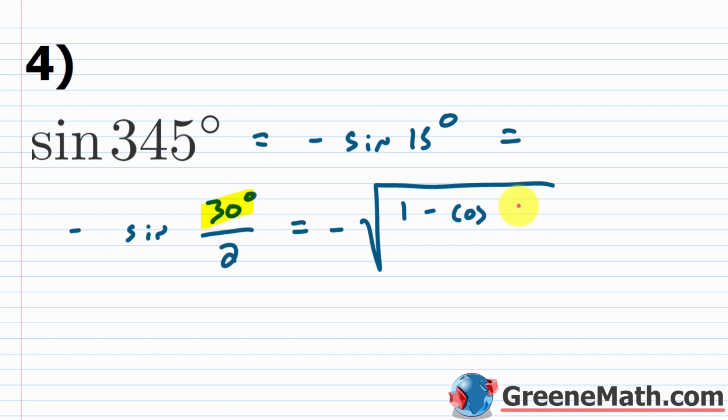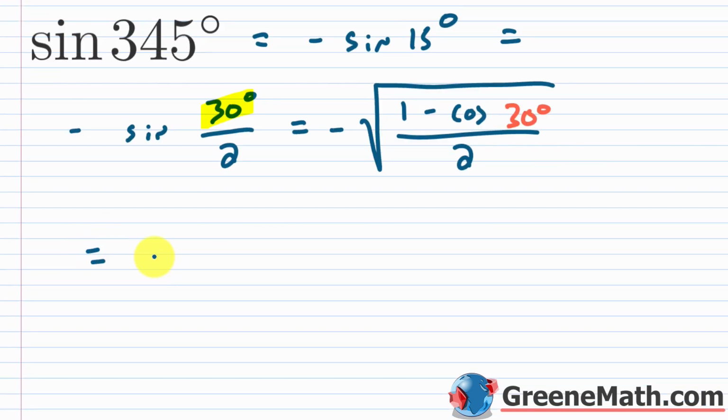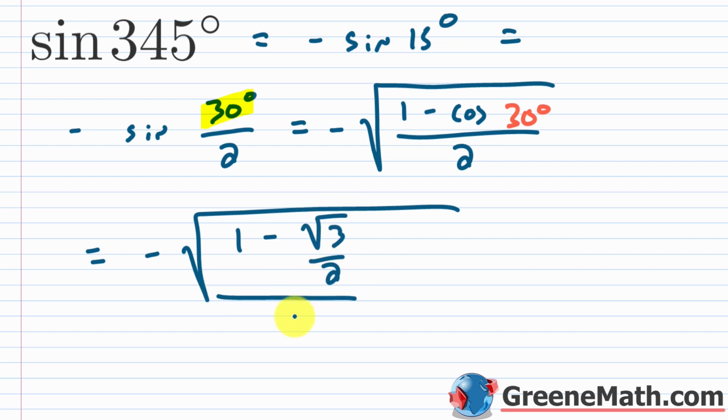So this is going to be 30 degrees, and then this is over 2. So real simple formula to work with. Let's come down here and just say this is equal to the negative of the square root of 1 minus, we all know the cosine of 30 degrees is square root of 3 over 2. So this is square root of 3 over 2. And then this is over 2.